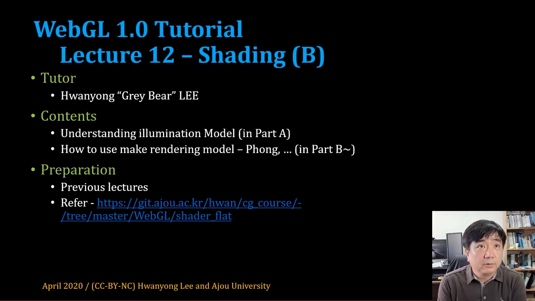Hi everyone, today is the second lecture of shading. We will learn a very simple rendering model, the Lambertian model. We will learn the illumination model, what the light source is and what the material is, and then how to model it in computer graphics. Then we will learn point shading. In the first step, we will learn the Lambertian rendering method, and we will practice in WebGL code.